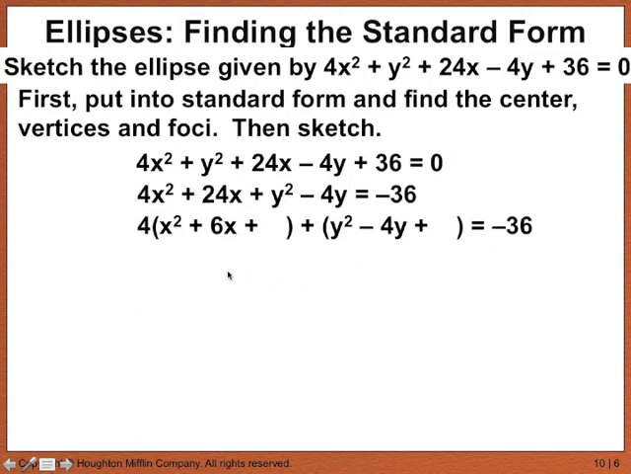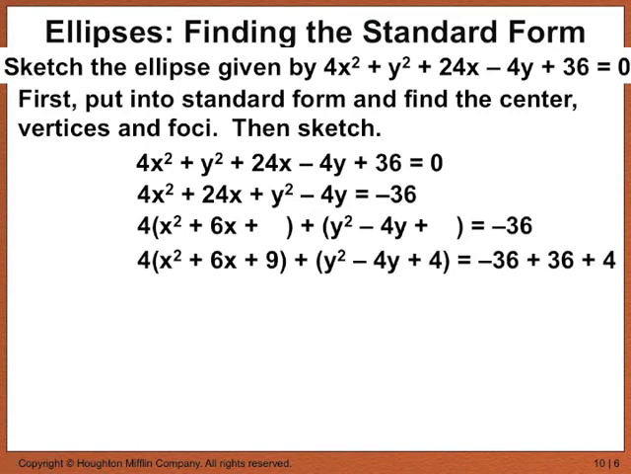Now the key part of completing the square is the next step. I need to add 9 to this first expression. Why? Because half of 6 is 3, and 3 squared is 9. That's why I add 9 here. This is going to give me something that is a binomial squared. And then over here, half of 4 is 2, and therefore 2 squared is 4, and that's why I put 4 here. So when you're completing the square, you ask yourself, all right, what is half of whatever the middle term is?